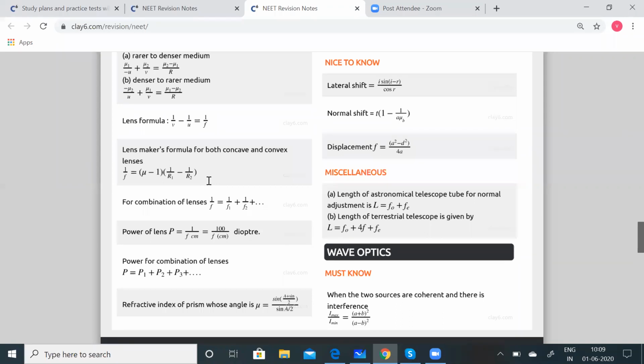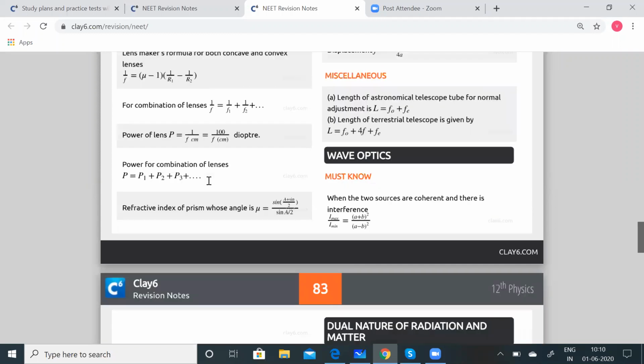Power of a lens P is given by 1 by f, where f is the focal length in meters, or if you want to convert it, it is 100 by f with f in centimeters, and the unit is diopter. So the unit for power is diopter. Power of a combination of lenses, you can simply add everything: P1 plus P2 plus P3 and so on till Pn. So remember, power is nothing but the reciprocal of the focal length.